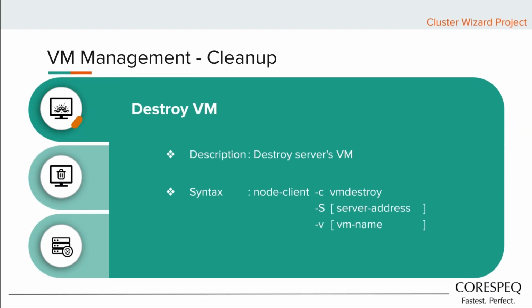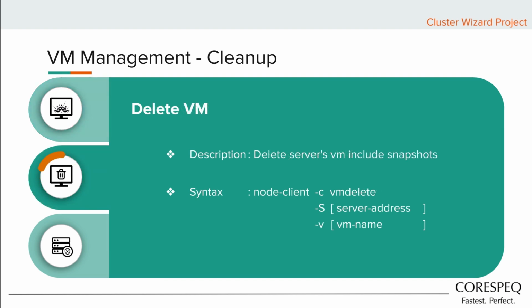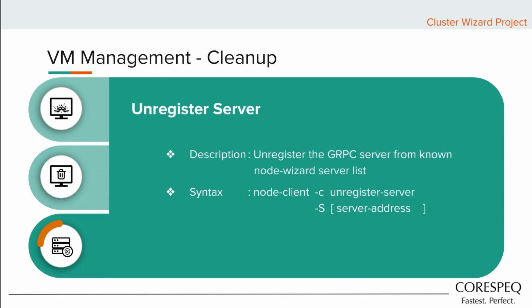The VM destroy command can be used to destroy a server's VM. This command needs the server address and the VM name as inputs. The VM delete command can be used to delete a server's VMs, along with the VM snapshots. This command also needs the server address and the VM name as inputs. Lastly, the unregister server command is used to unregister the gRPC server from the known node wizard server list. This command needs the server address as the input.